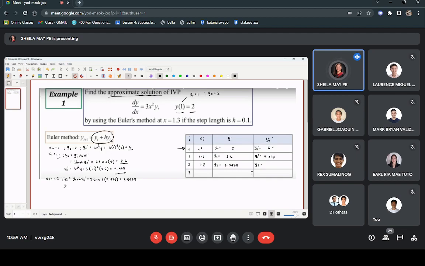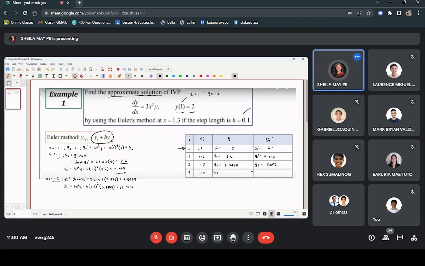Now we need to find our y2 prime. That's just 3 times our x, which is 1.2, squared, times our y2, which is 3.5438. This would give us 15.3092. Next, x3 is 1.3 because 1.2 plus 0.1 is 1.3.